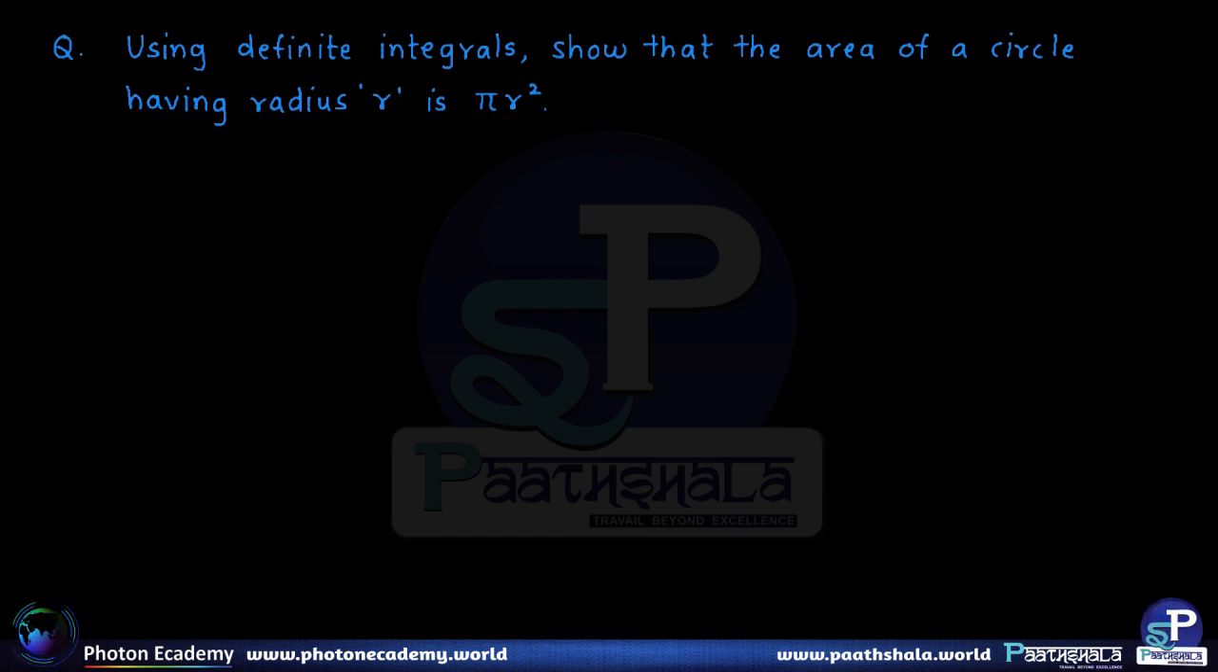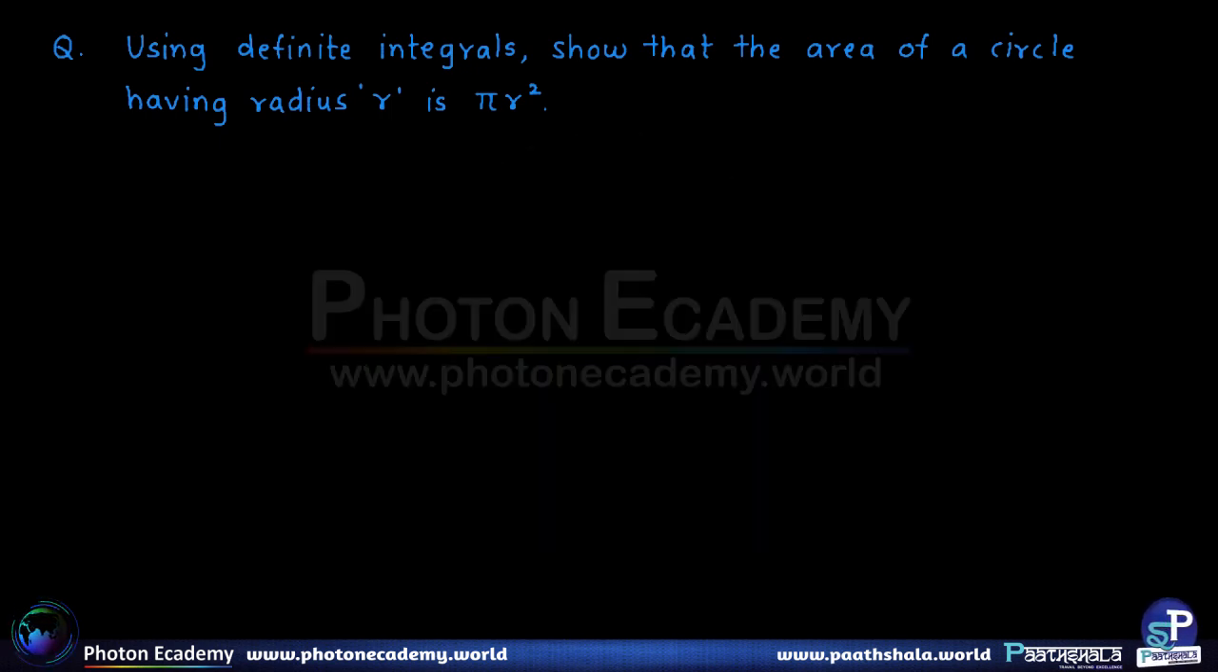Using definite integrals, show that the area of a circle having radius r is pi r square. Now we are already aware from school time that the area of a circle is pi r square. We had taken that result for granted but had not proved it. So let us see how we can prove that the area is pi r square using definite integrals.